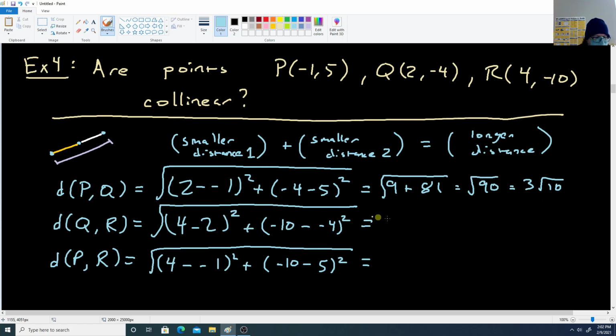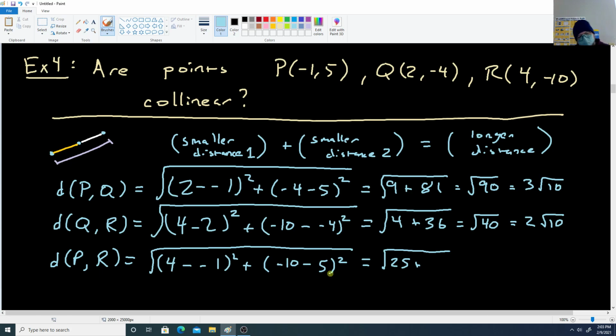Here I got 2 squared, which is 4, plus, let's see, that's positive 4, negative 10, so it's a negative 6 squared, which is 36. So that's the square root of 40. Square root of 4 is 2, square root of 10 stays square root of 10. Down here I got 5 squared, which is 25, plus, negative 5 minus 10, that's negative 15. So negative 15 squared is 225.